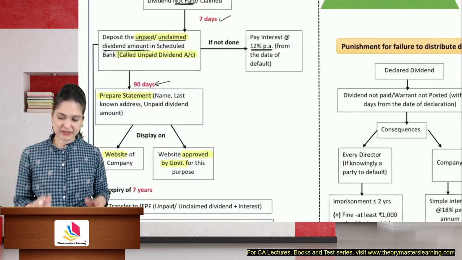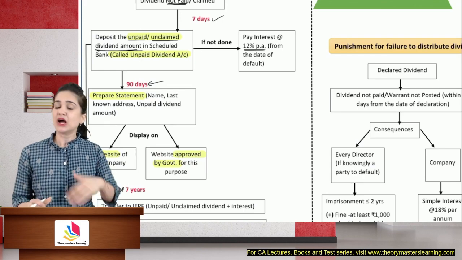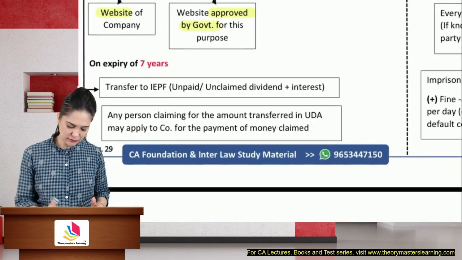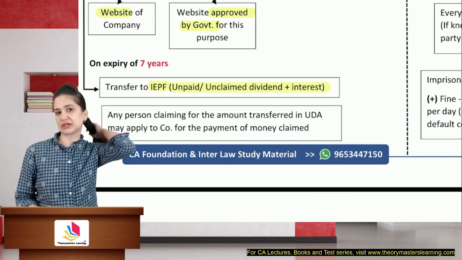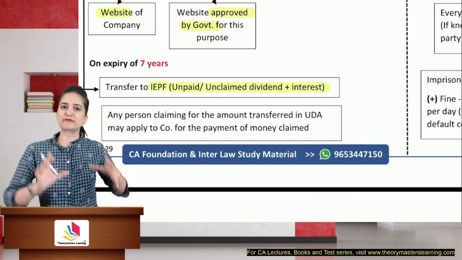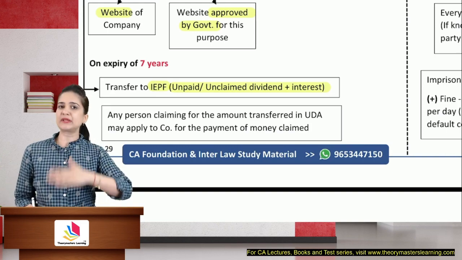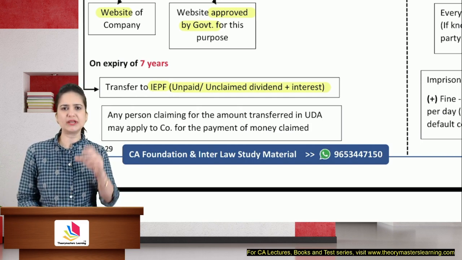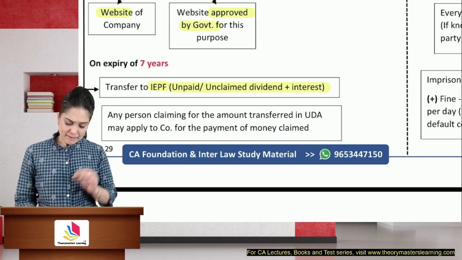Now, this amount will remain in the unpaid dividend account for a period of 7 years. If the amount is not claimed, then after 7 years, the amount will be transferred to IEPF, that is Investor Education and Protection Fund. What will be transferred? The unpaid dividend amount as well as the interest. See, if it is lying in the bank account for 7 years, it may have earned interest. That interest does not belong to the company. So the company will have to deposit that in IEPF. We will see that shortly, what are the specific credits and how the fund is to be utilized, along with interest.